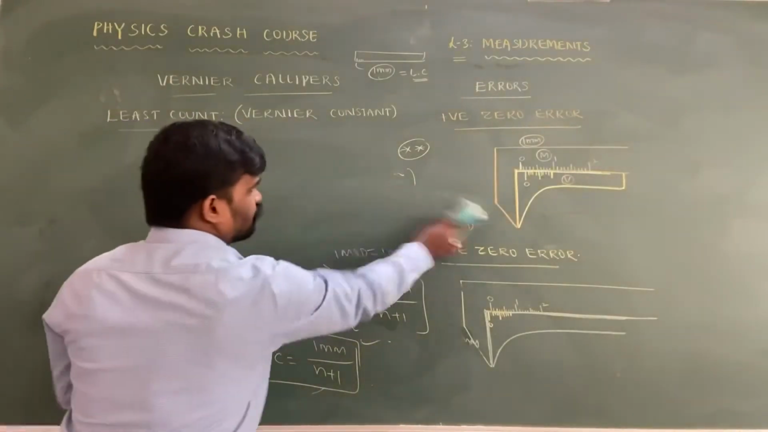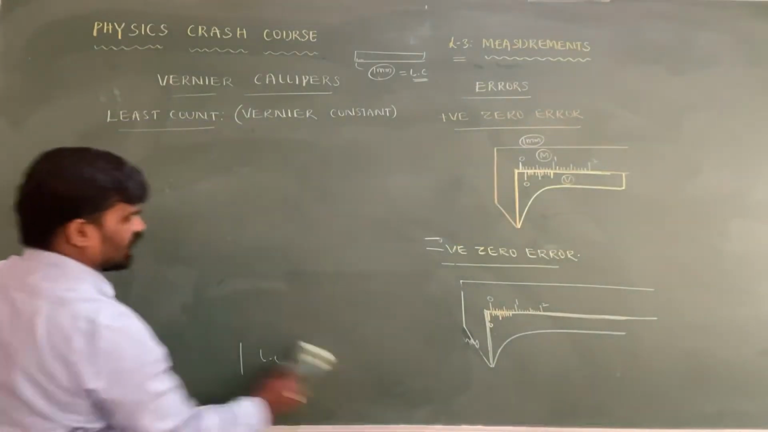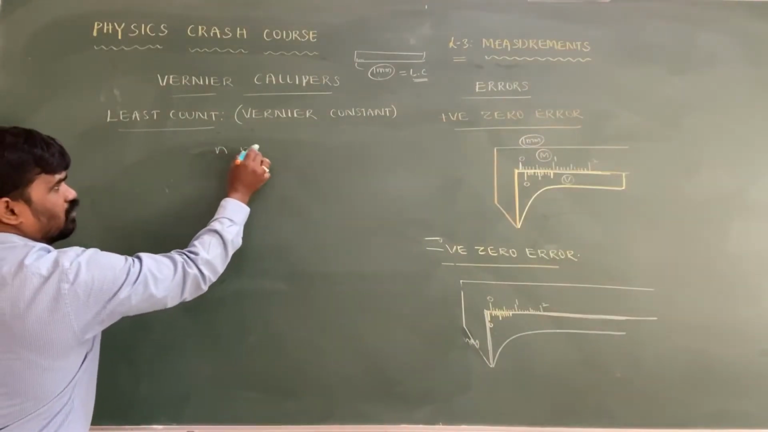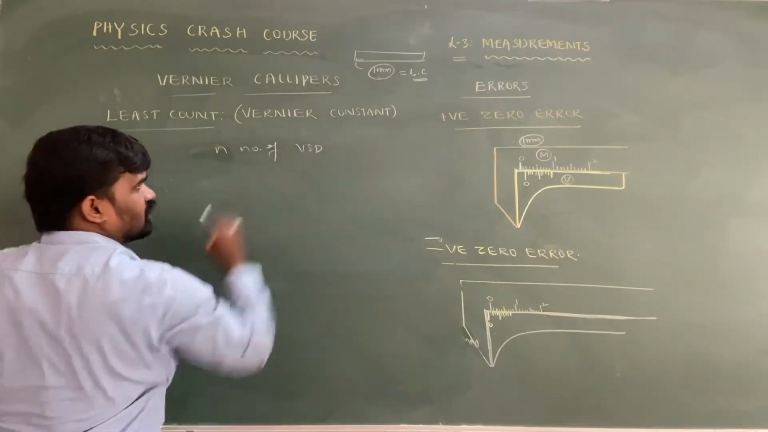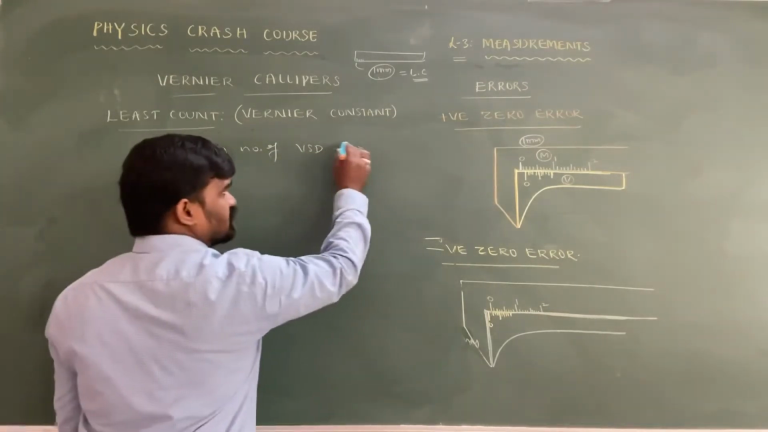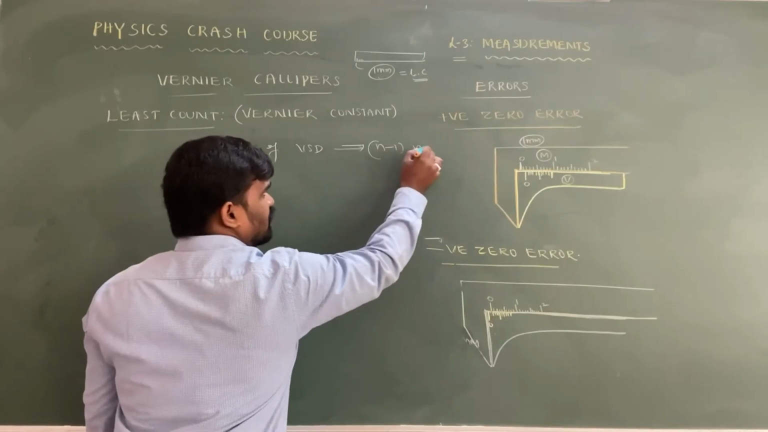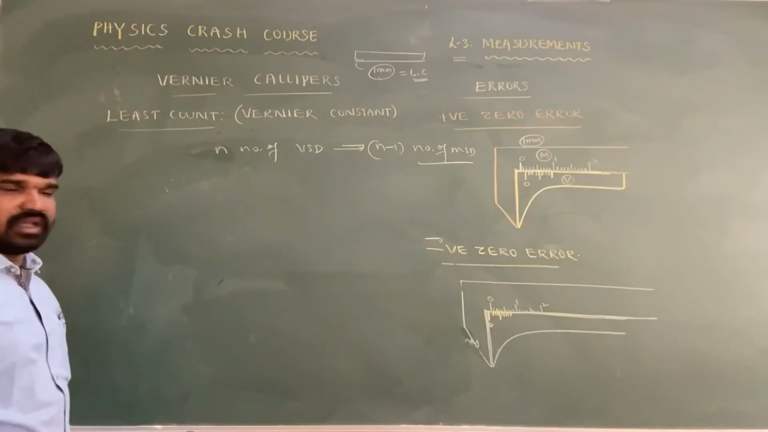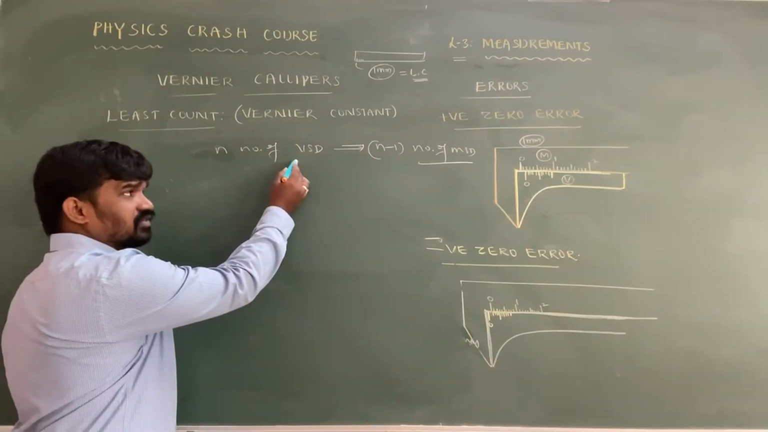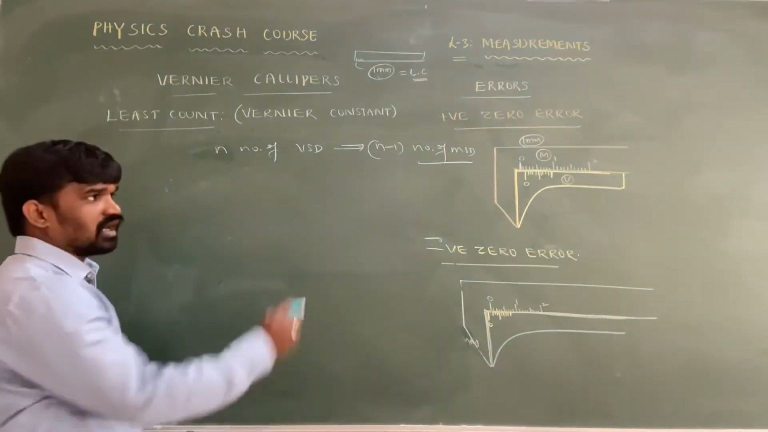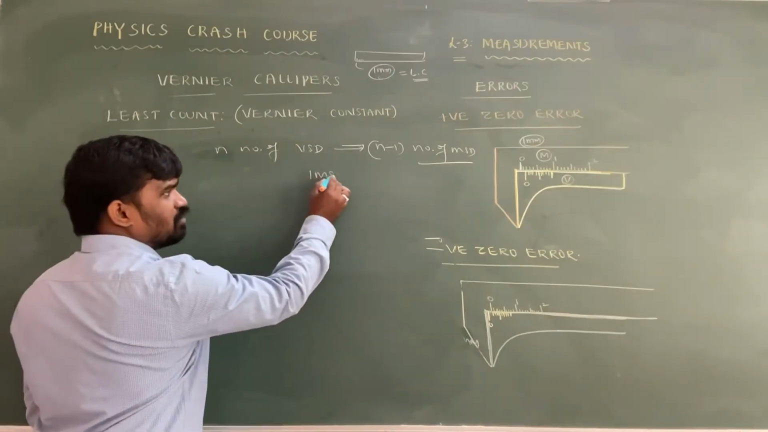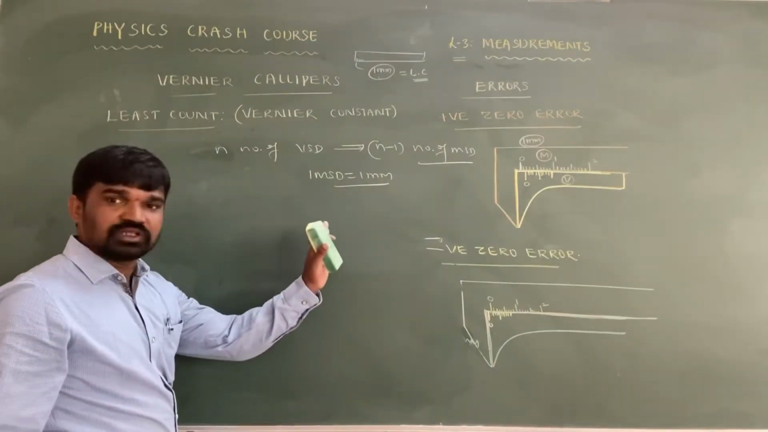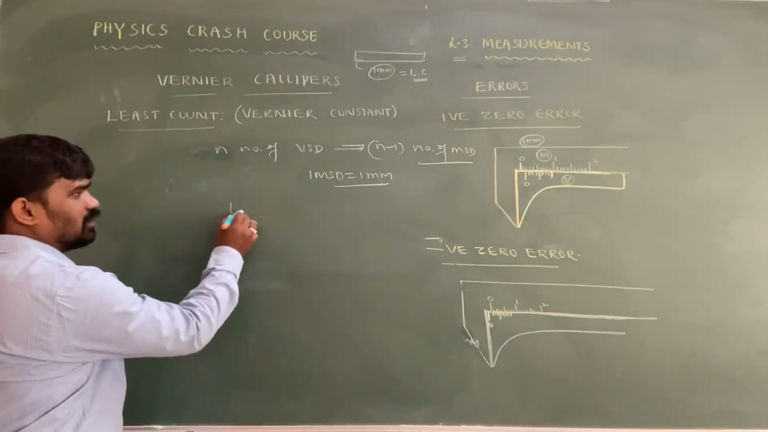Suppose they are saying n number of vernier scale divisions coincides with n minus 1 number of main scale divisions, and 1 MSD is equal to again 1 millimeter. 1 MSD value is how much? 1 millimeter. Then determine the least count.